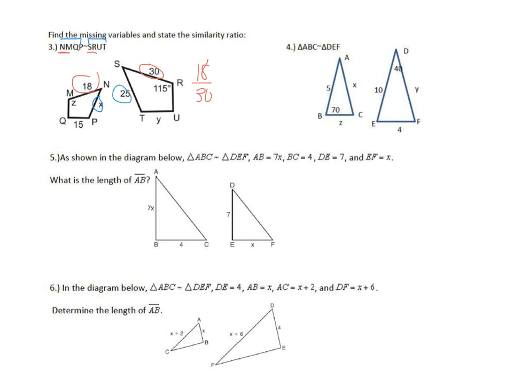So I'm going to put that in the fraction, and notice I'm going to do it in the same order. So I'm going to do x over 25. I did left to right, made that top to bottom. And we set up a proportion. Once we have our proportion, we are going to solve this.